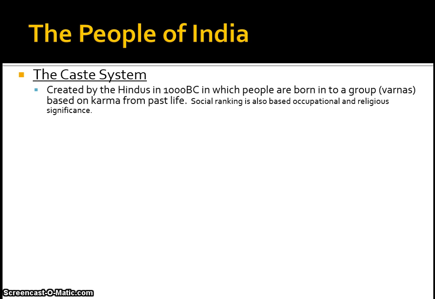Hindus created the caste system a long time ago, 1,000 years BC, in which you are born into it. You don't have a choice. It doesn't matter who your parents are. It doesn't matter how much money you have. But you're born into a class or a caste, which is called a varna, and it is based on your karma from your past life.